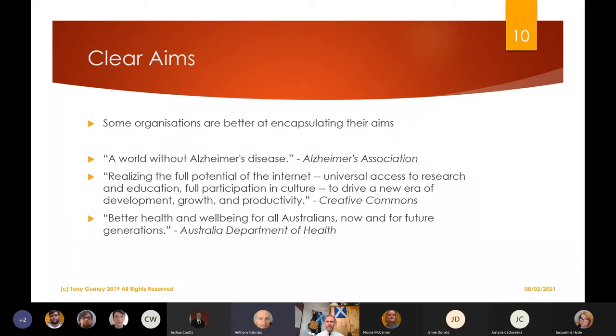Australia Department of Health. Better health and well-being for all Australians now and for future generations. It encapsulates what they're trying to do, and it says where they want to be in the future.